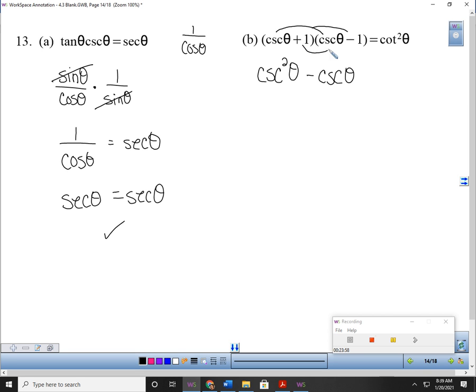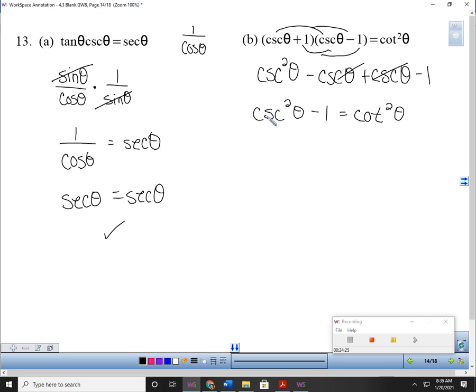1 times cosecant is positive cosecant. And then 1 times negative 1 is negative 1. And then these two, they're the same but opposite signs, so they're going to cancel. So I'm left with cosecant squared theta, and then I have that minus 1 at the back. I'm still trying to figure out if that's equal to cotangent squared theta.